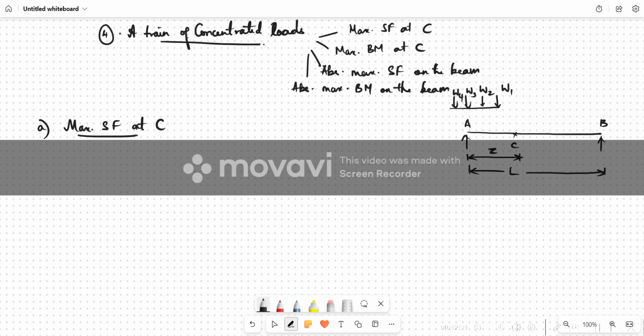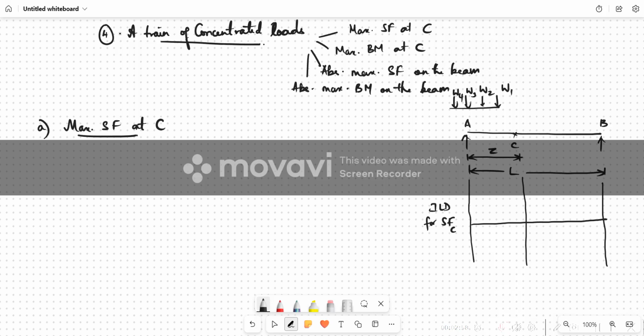Now let us draw the ILD. It's going to be slightly different because a set of loads are coming and we also don't know the magnitudes of W1, W2, W3, W4. Maybe W2 is bigger than W1. There are a lot of combinations possible with this set of loads. So we have to think before we draw the ILD for shear force at C. We cannot draw the same shear force diagram you have been drawing for all the cases before. So let us just analyze.